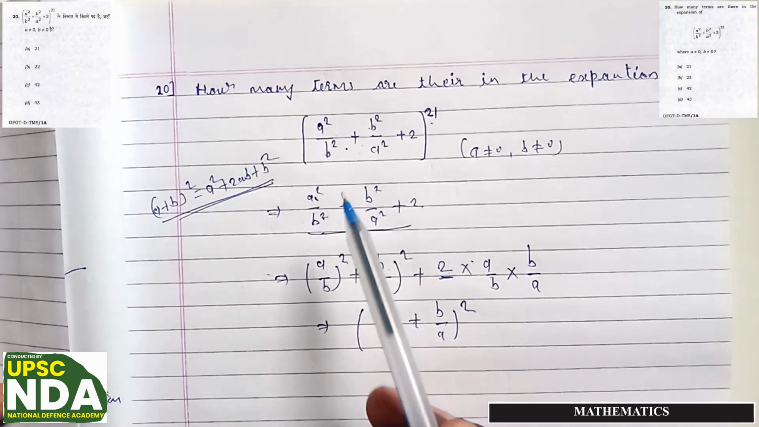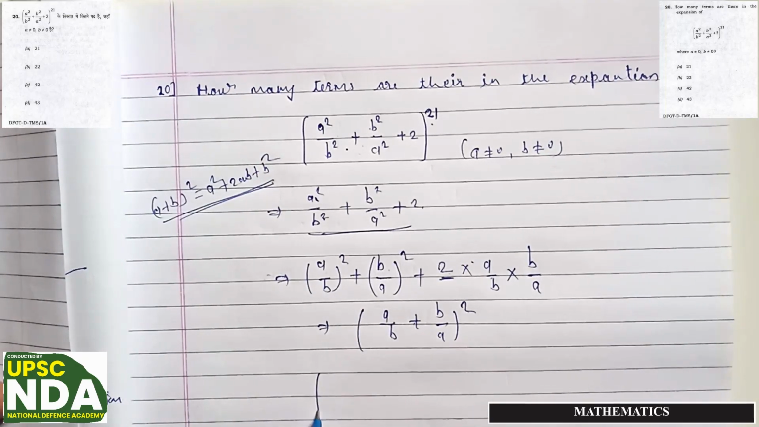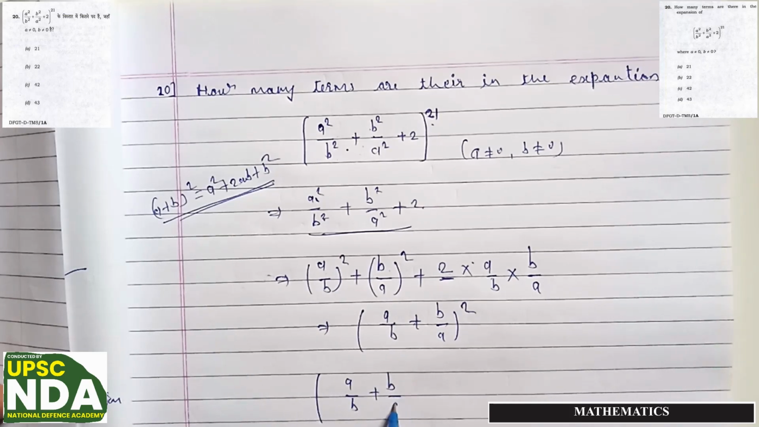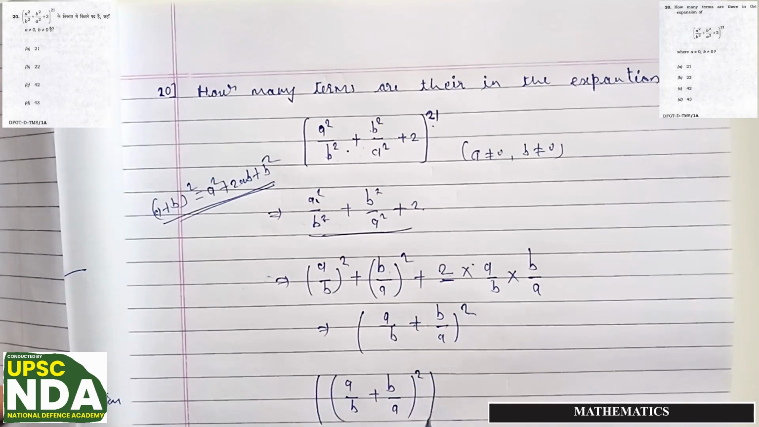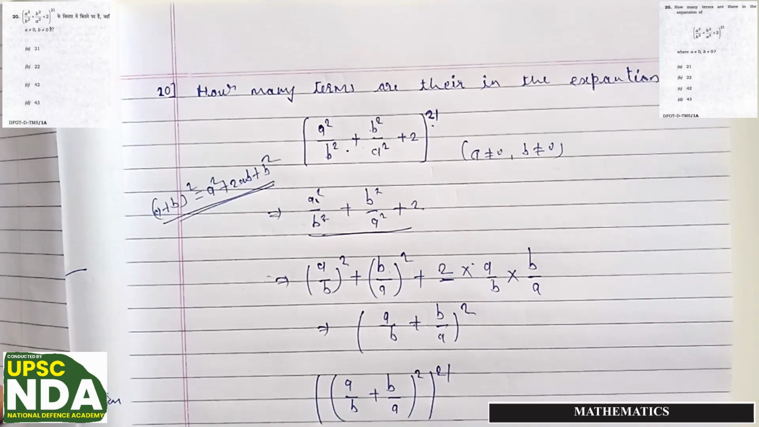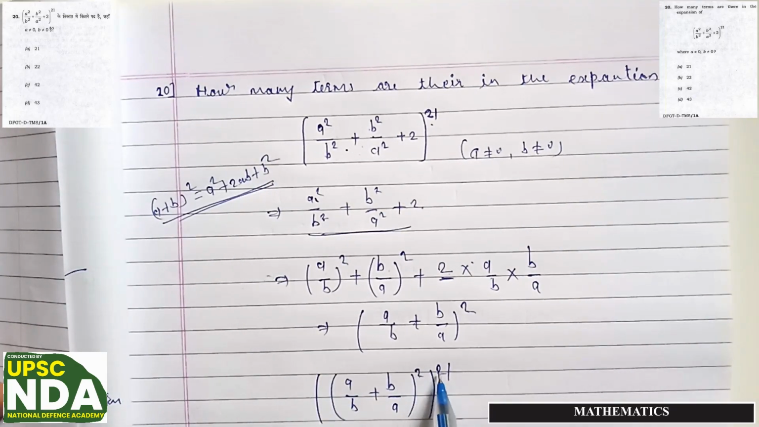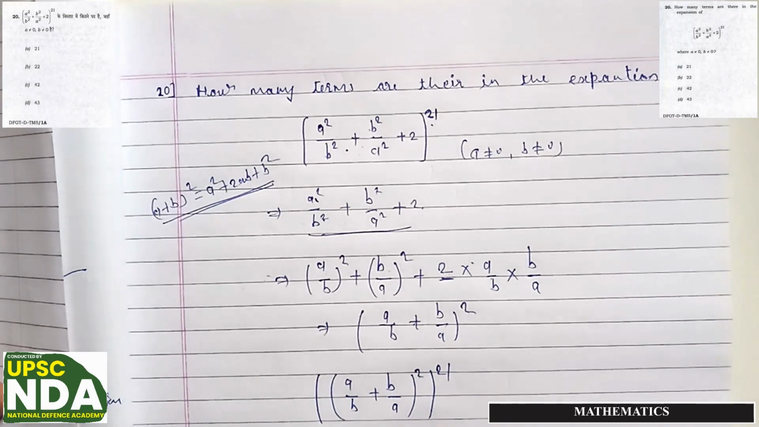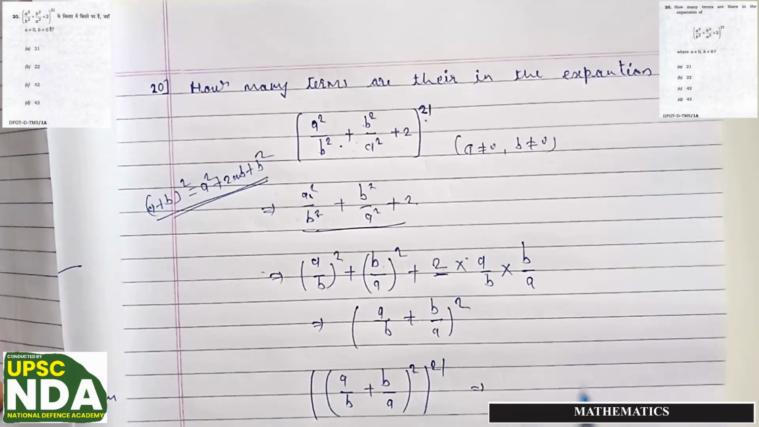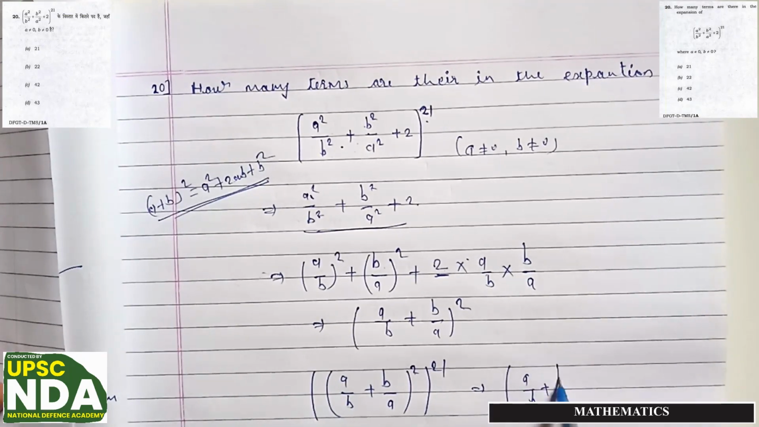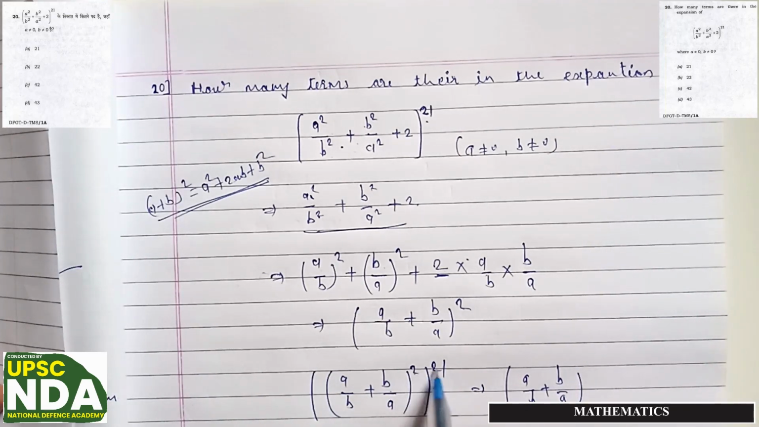So put this value back into this square root. We'll get here (a by b plus b by a) square to the power 21. Now take this 2 here, so we get the combined multiplication of 21 into 2, which is 42. So the next step is (a by b plus b by a) to the power 21 into 2. When we have the same base, we multiply their powers, so it comes to 42.